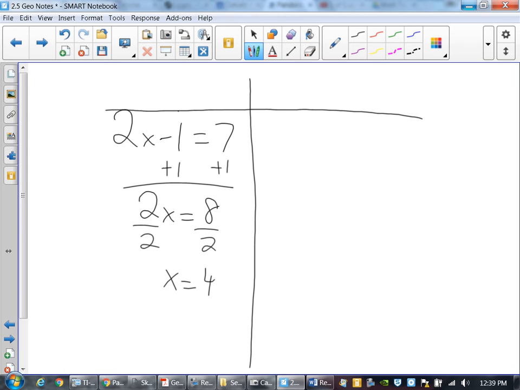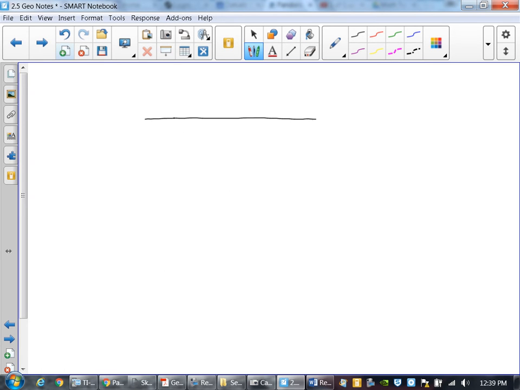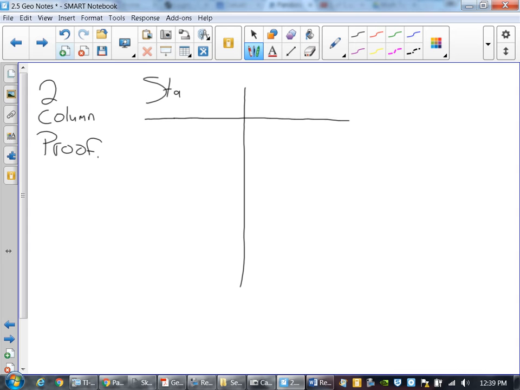And let me define for you guys what this stuff means, and we're going to go back and forth between these two parts of it. This is what we call a 2-column proof. One side is going to be your statements, and the other side are your reasons.